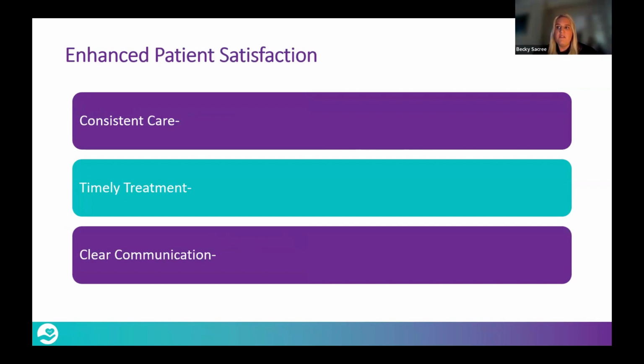There's swift and effective management of haematomas, reducing patient discomfort and promoting faster wound healing. And there were structured communication channels. This has improved clarity, reducing any patient anxieties.